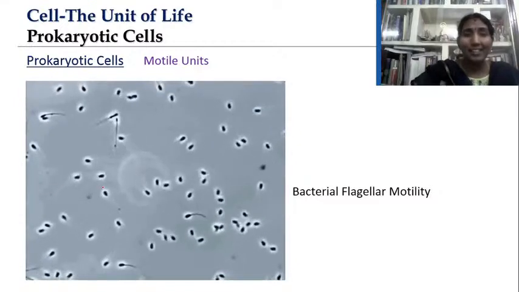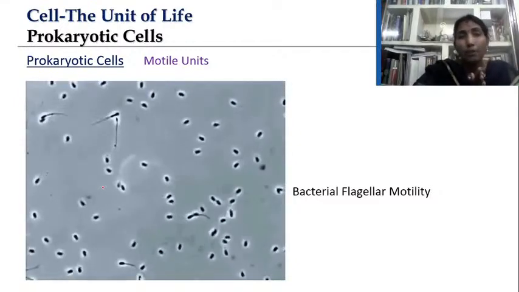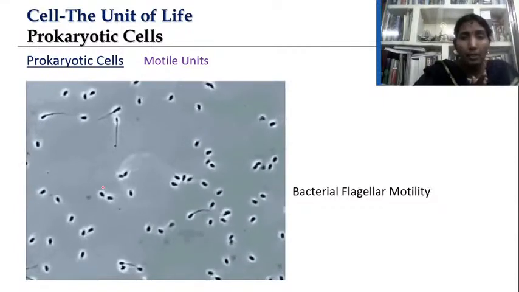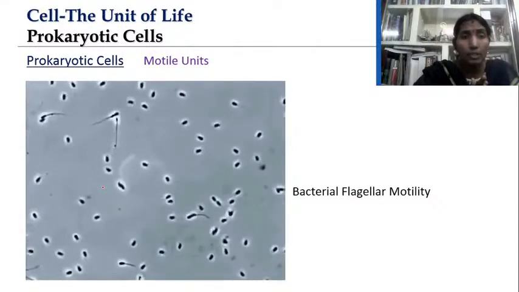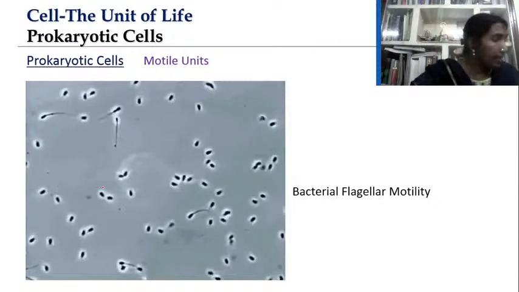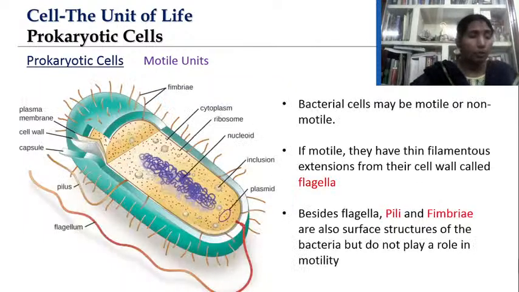Now look into this. This is how, when we move into the microscopy, look at how beautifully the bacteria move. Yes, they are moving. Movement is called motility. That's the flagellar motility of the bacteria that we see. Now coming to the motile units, the bacteria can be motile or non-motile. There is one thin filamentous extension, what we call the flagella. Besides the flagella, we have another thing called the pili. And apart from that, we have those structures just sprouting out, what we call the Fimbriae. So we have the Fimbriae, the pilus and the flagellum.